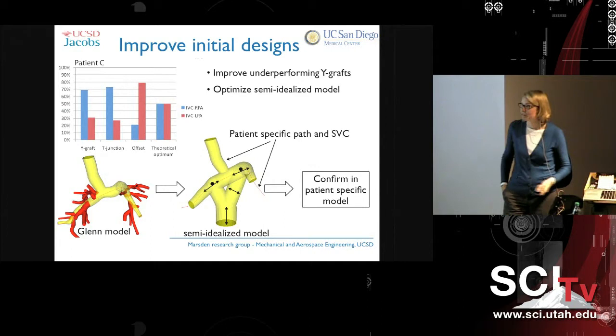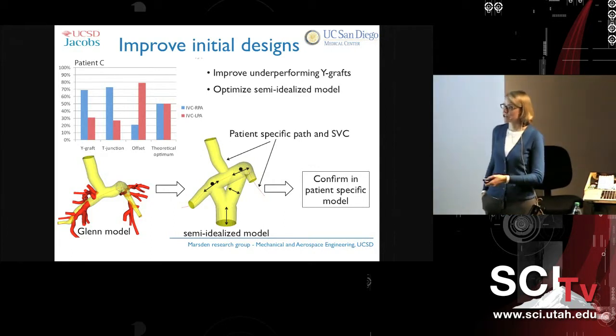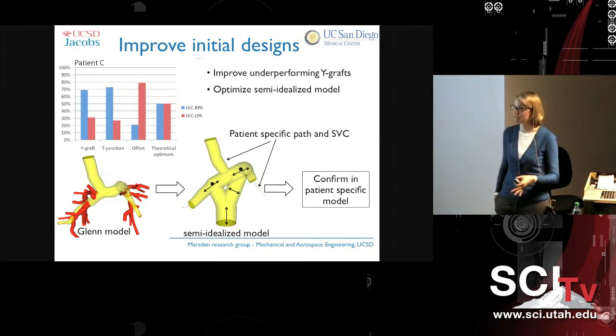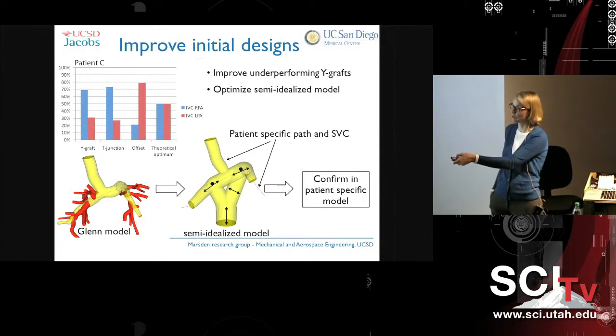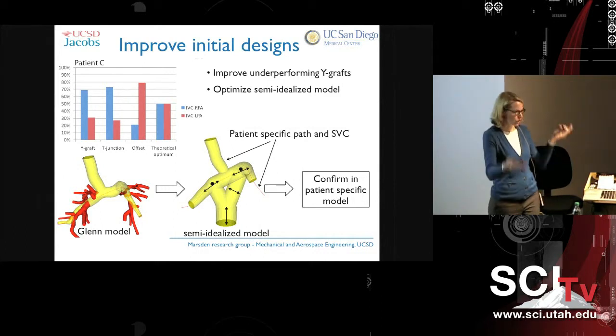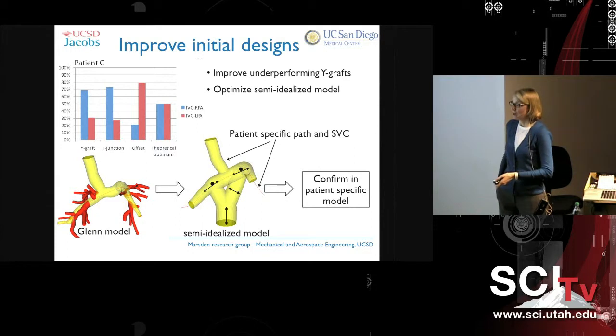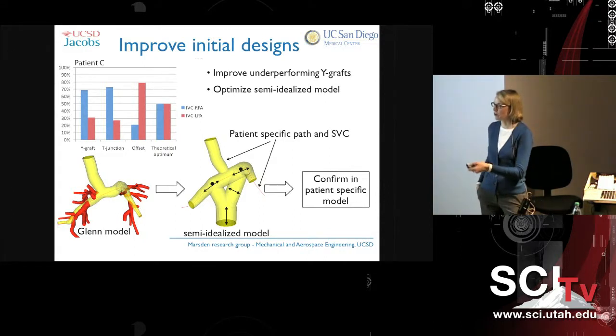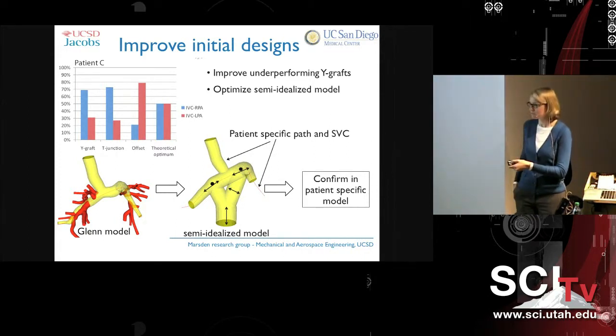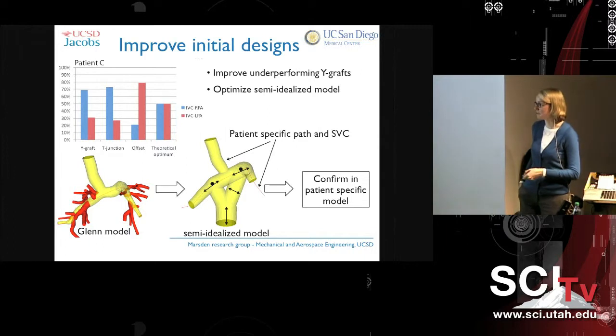This is an example of an underperforming patient from our initial study that we were able to improve via optimization. So this is the Y-graft result with about a 70-30 flow distribution. We'd ideally like to get that to be 50-50. And so what we did was we extracted sort of the key features of the patient-specific model. We performed optimization on this, what I'd call semi-idealized model, using the SMF method.